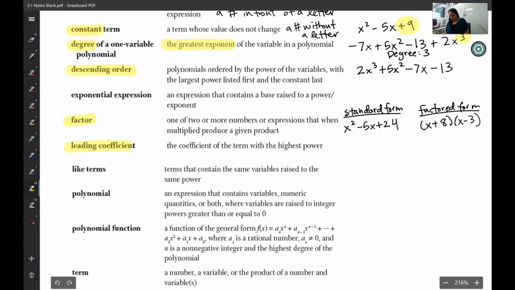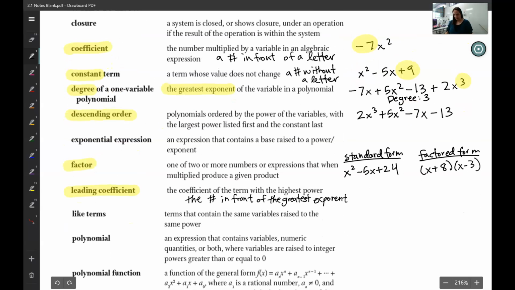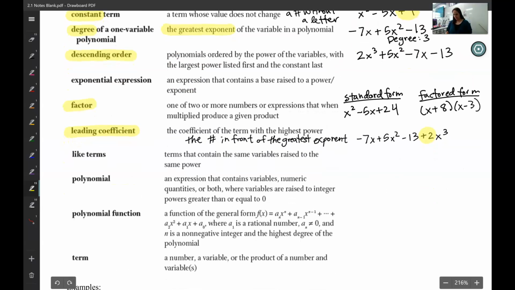Next vocabulary word, leading coefficient. This is the number in front of the greatest exponent. So if I were to look at the example I did up here, negative 7x plus 5x squared minus 13 plus 2x cubed, I find the greatest exponent, 3. The leading coefficient would be the number in front of that greatest exponent. So that one would be 2.